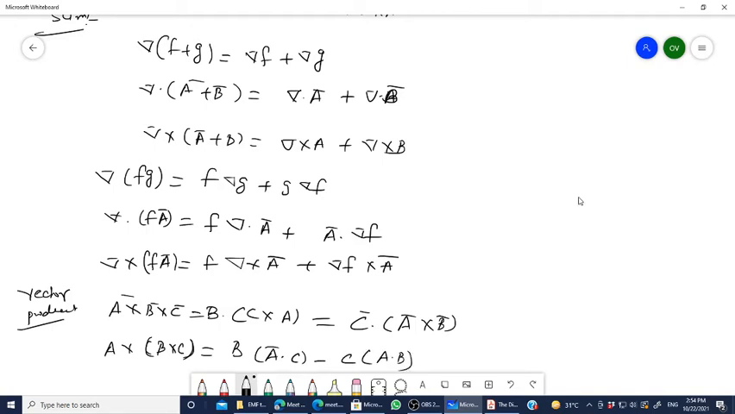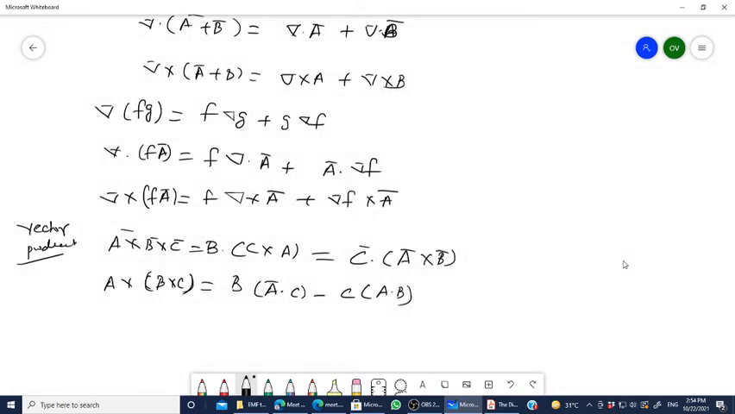Okay, sorry, it is a dot b cross c. Yes, okay. Third is the a cross b. We can write this identity like that.